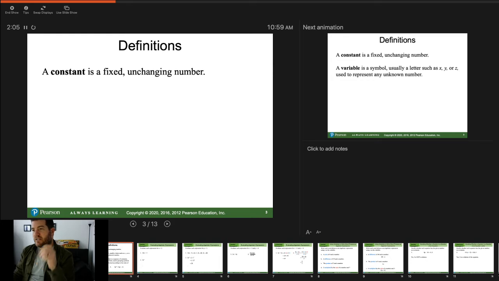So the first thing we're going to talk about is what a constant is. A constant is a fixed, unchanging number. That could be a 3, that could be a 5, that could be a 7. It's just some kind of number.